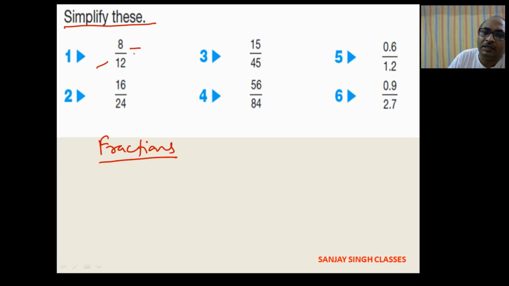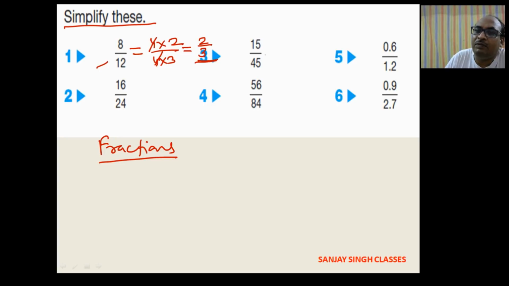We have to cancel the common factors of 8 and 12. Like if we write 8 by 12 as 4 into 2 divided by 4 into 3, we find that 4 and 4 are common factors, which are cancelled, and 8 by 12 has reduced to 2 by 3. Right? So our simplification of 8 by 12 will be 2 by 3.